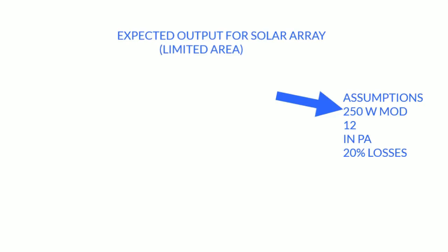We're using 250 watt modules. If you're using a different number, change that. Where it says 250, just change that figure. We're putting up 12, same type of thing. If you can fit 10, change that number. We're in Pennsylvania. That's about sun hours per day.